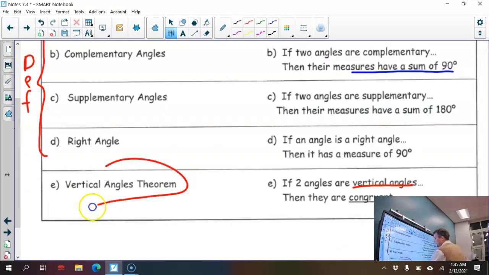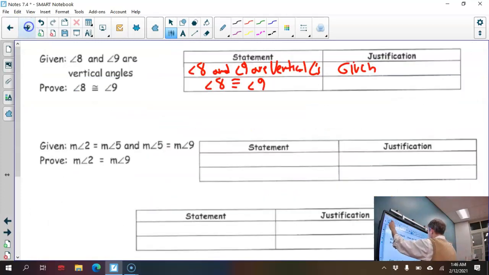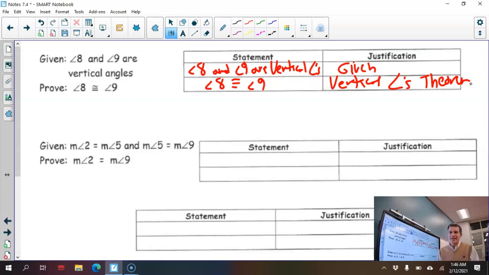The vertical angles theorem. It says if two angles are vertical angles, then they are congruent. Sorry about that. So now that I've said they're vertical angles, I can use the vertical angle theorem. And I can say that because they're vertical angles, therefore they're congruent.